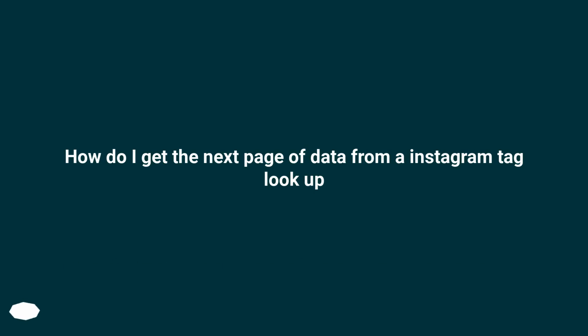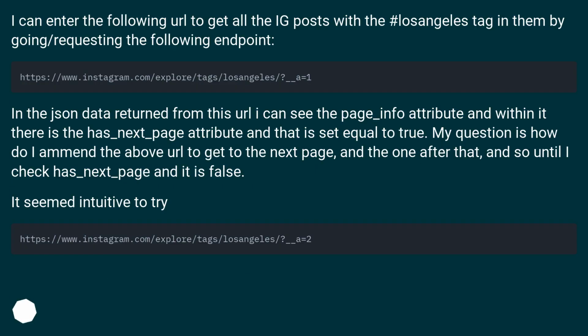How do I get the next page of data from an Instagram tag lookup? I can enter the following URL to get all the IG posts with the hashtag Losangeles in them by requesting the following endpoint.